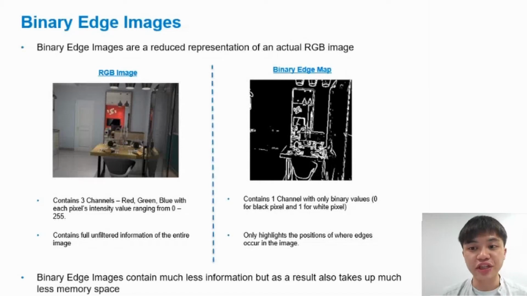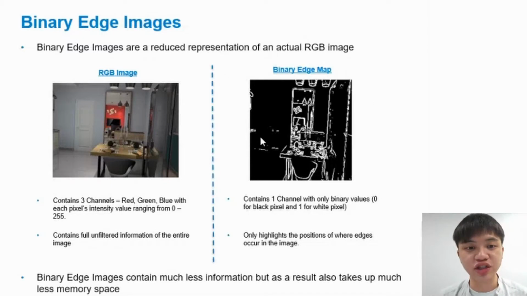Binary edge images are a reduced representation of an actual RGB image. An RGB image is basically what we see commonly. It contains 3 channels, red, green, and blue, and each pixel within each channel has an intensity value ranging from 0 to 255. So it's unfiltered information, as we can see here.